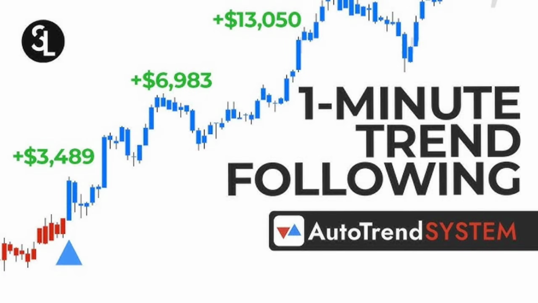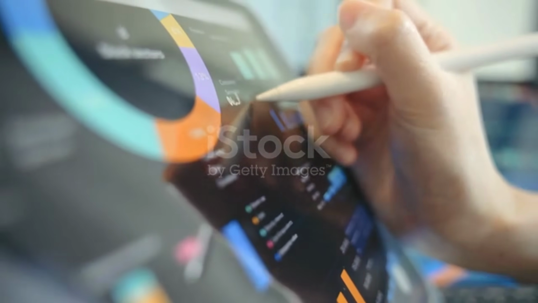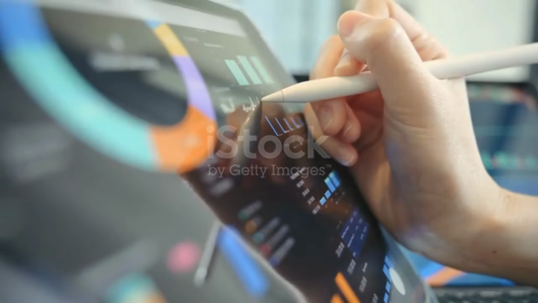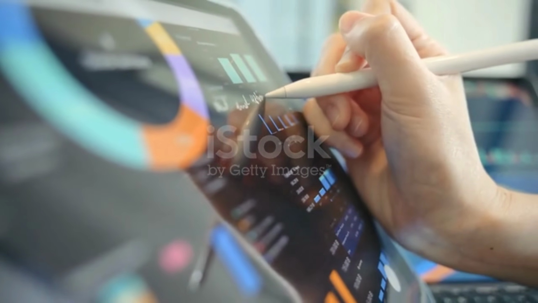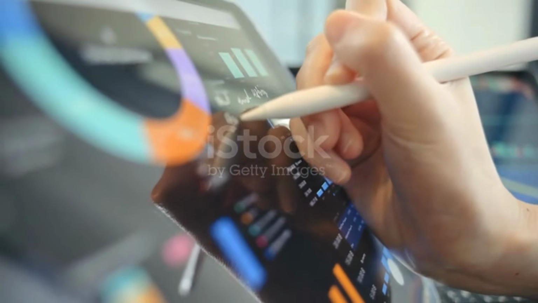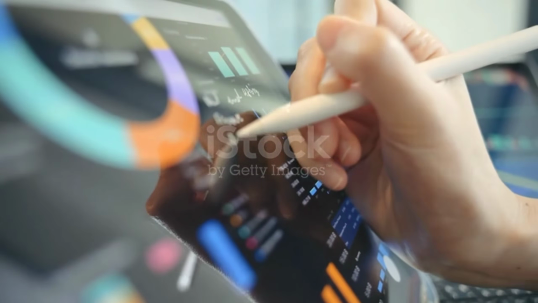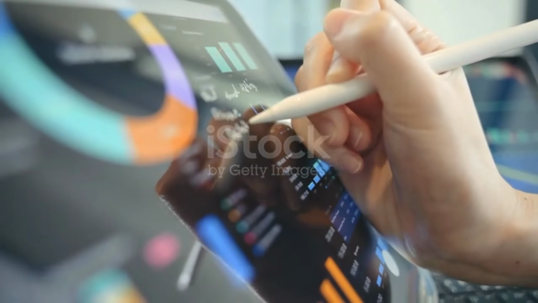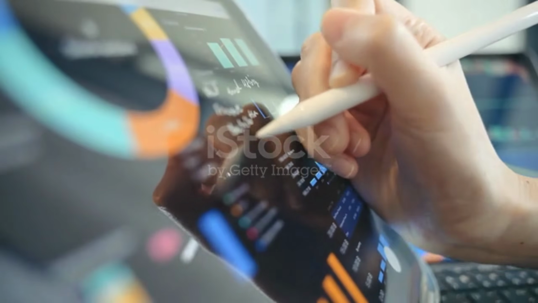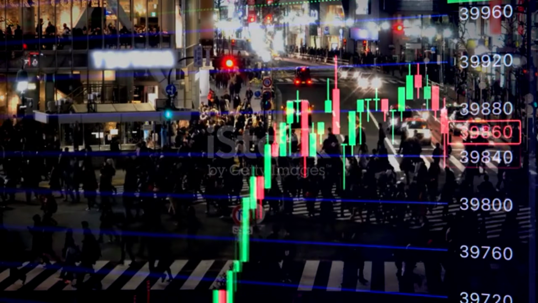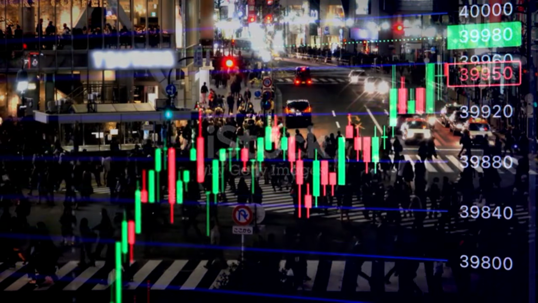1. 1-minute trend following strategy. Best for trending markets. Steps. 1. Identify the trend. Use a 1-minute chart and add a 200 EMA (exponential moving average). Price above the EMA: uptrend. Price below the EMA: downtrend.